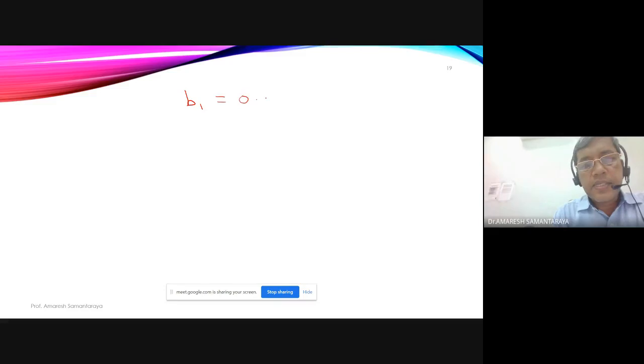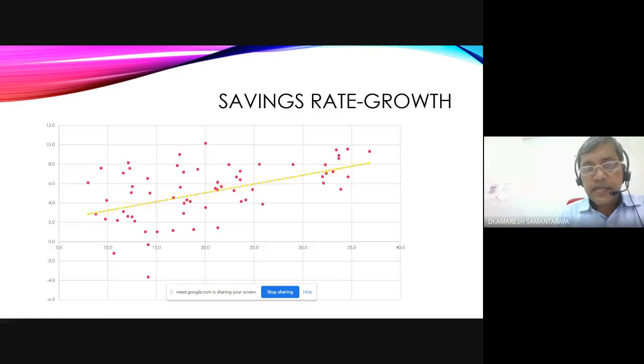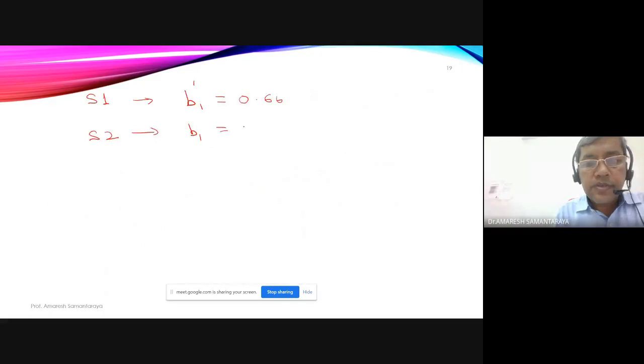Let us do this. As I told you earlier, I got my B1 as 0.66. This is for my sample, let me say S1, so accordingly I'm writing it as B11. Had I chosen sample S2, my B1 could have been what? Some number I gave earlier, but I have removed that. Any number I can put, so maybe 0.59.